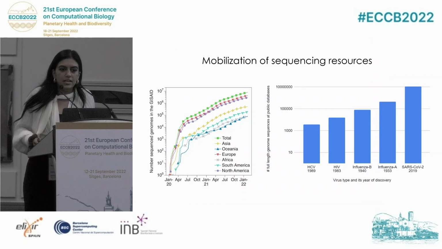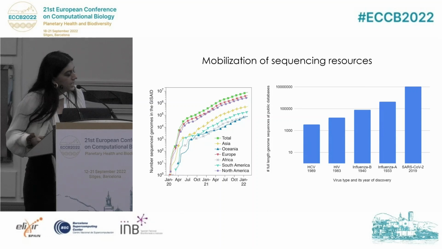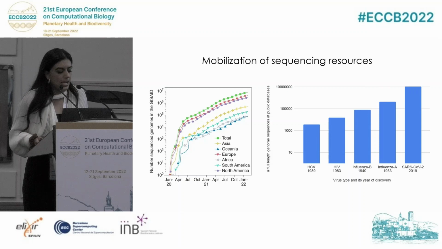COVID-19 definitely led to a mobilization of financial, scientific, and developmental resources in a record amount of time. As you can see on the figure to the right, the number of full-length genomes collected was highest for SARS-CoV-2 than any other virus such as HCV, HIV, and even influenza over the past. That number continues to rise every day as new variants emerge.